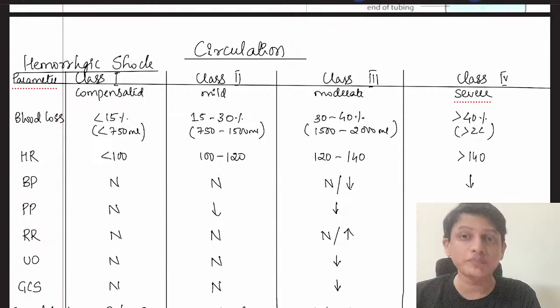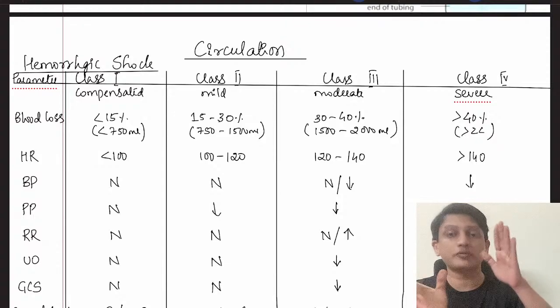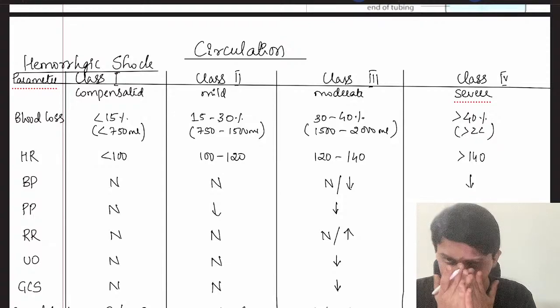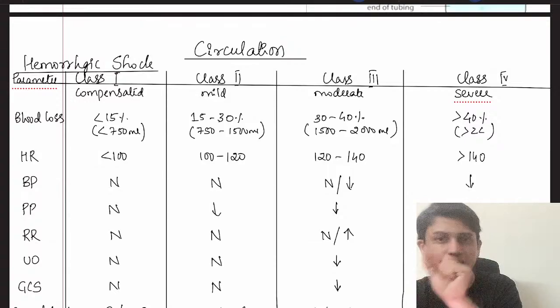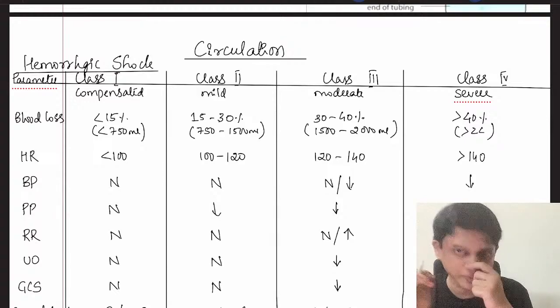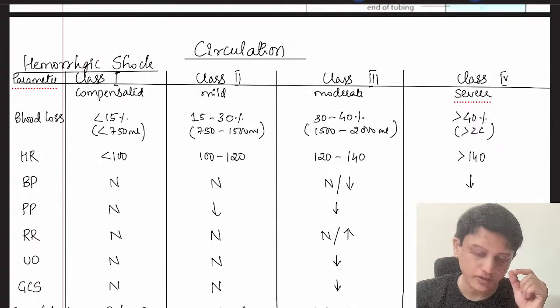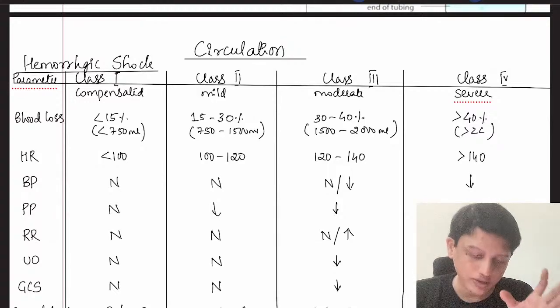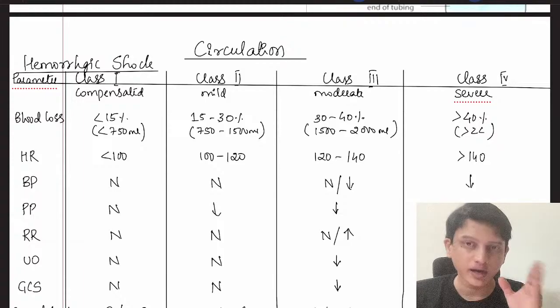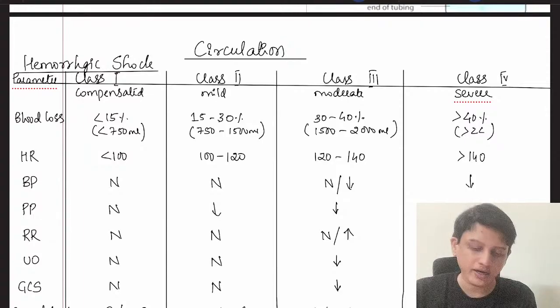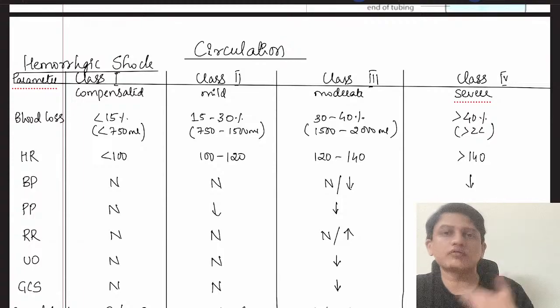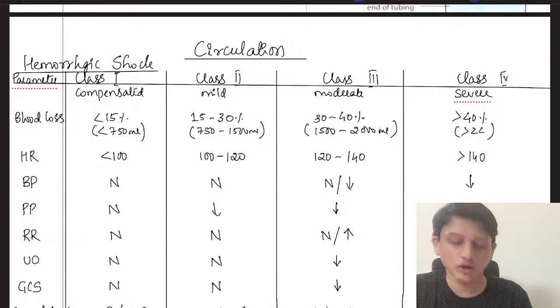What happens to the pulse pressure? The difference between the systolic and diastolic pressure, like 120 by 80, so 120 minus 80 gives 40, that is the pulse pressure. It will usually be normal in the compensatory phase, and as mild and moderate shock sets in, the pulse pressure decreases. Respiratory rate will initially be normal, then as I told, there will be tachypnea later on.